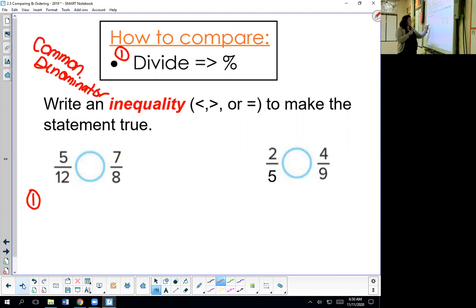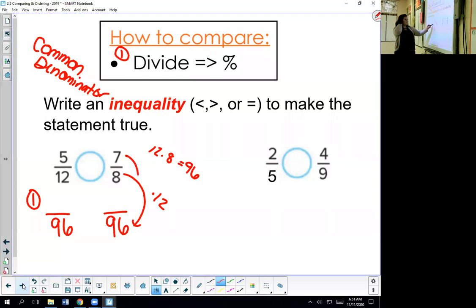So I could do 12 times 8, which is 96. And then this one would also be something out of 96. How did I get that? Because 12 times 8 is 96. So how do I go from 8 to 96? I multiply by 12. So 7 times 12 is 84. I could do that over here. How do I go from 12 to 96? Times 8. So 5 times 8 is 40.